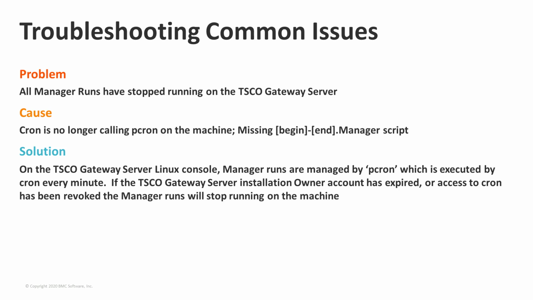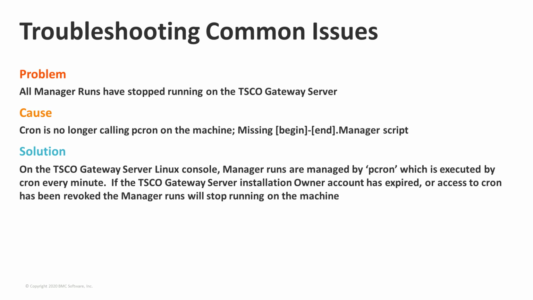In some environments, the TSCO gateway server installation owner account may be set to expire, and when that happens, access to cron will be immediately revoked on the machine. Other environmental problems, such as system reconfiguration that results in cron access being removed from the TSCO gateway server installation owner, can have the same effect. If cron isn't calling pcron, and pcron isn't running the manager script associated with each manager run, the runs will not be initialized and none of the data processing scripts will be created.